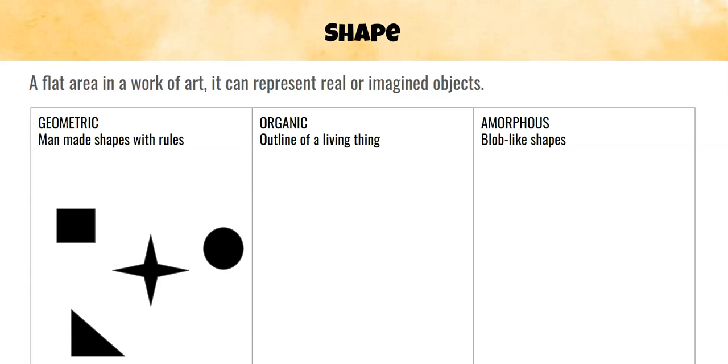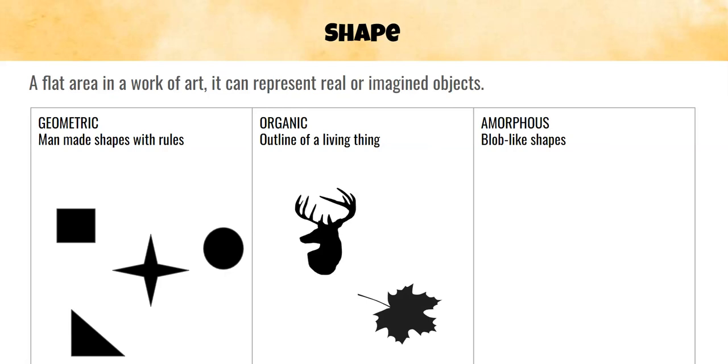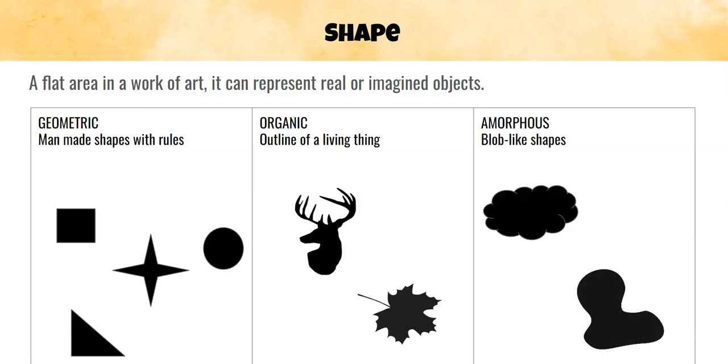Okay, so the next part is organic. These are the outlines of a living thing or a once living thing. So things like our deer heads and our leaves are both organic objects or organic shapes. So go ahead and label those 2. And that means that our amorphous shapes, things that are just blob-like, basically anything that is not a geometric or an organic shape, those 2 objects are going to be called amorphous, so you can write amorphous on the line.